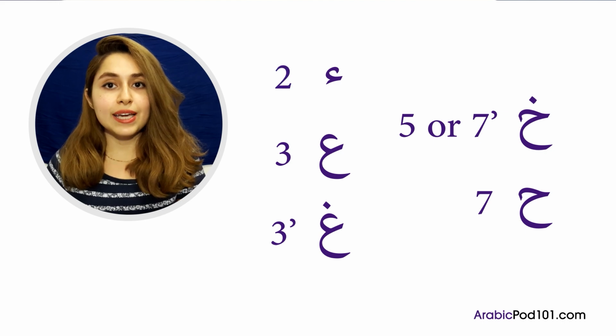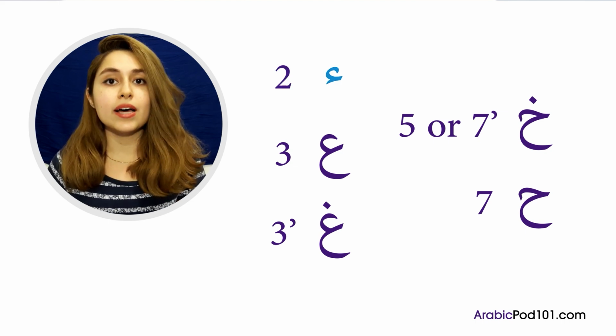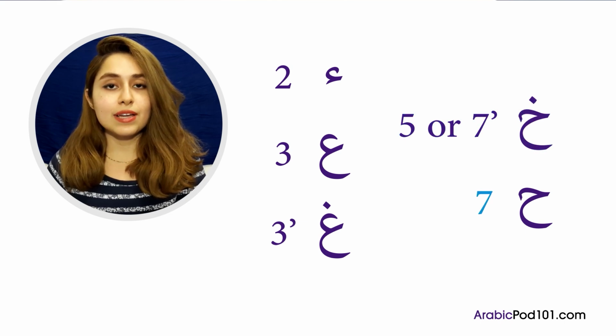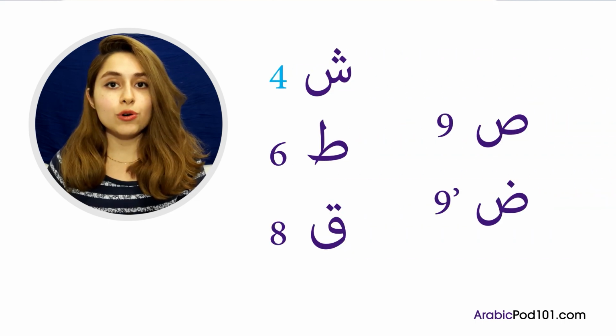2 is used to indicate any glottal stop. 3 indicates ayn, while 3 with an apostrophe stands for ghain. 5 or 7 with an apostrophe indicate kha, while 7 stands for ha. The less commonly used ones are the following. 4 indicates sheen. 6 indicates ta. 8 indicates qaf. 9 indicates sad, and 9 with an apostrophe indicates dad.